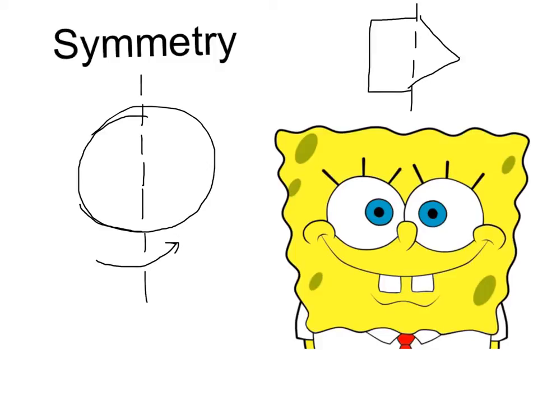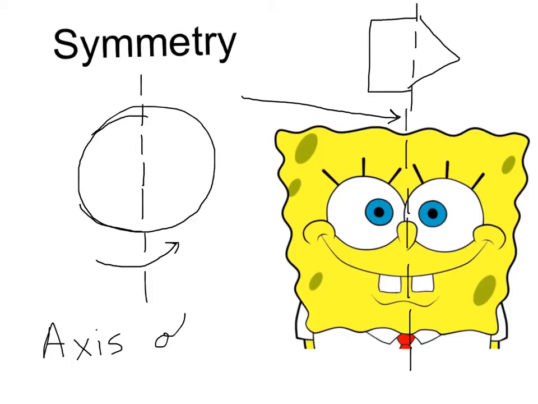If we look at our friend SpongeBob here, if I cut SpongeBob right here, he would be symmetric, wouldn't he? So this right here, that line on SpongeBob, that is his axis of symmetry. Y'all say axis of symmetry. Say it. Axis of symmetry.